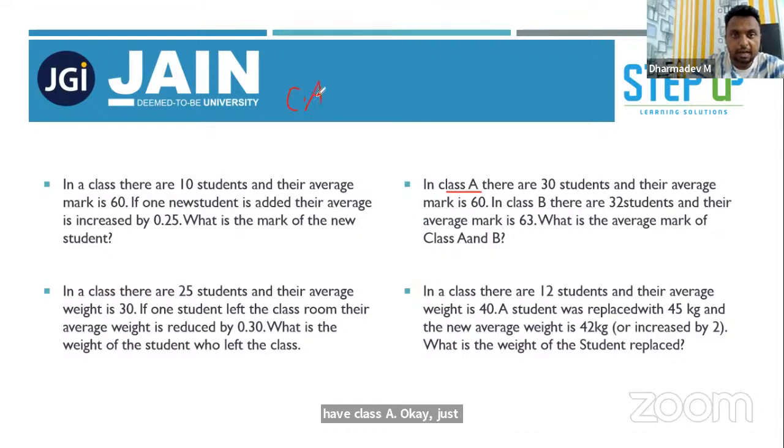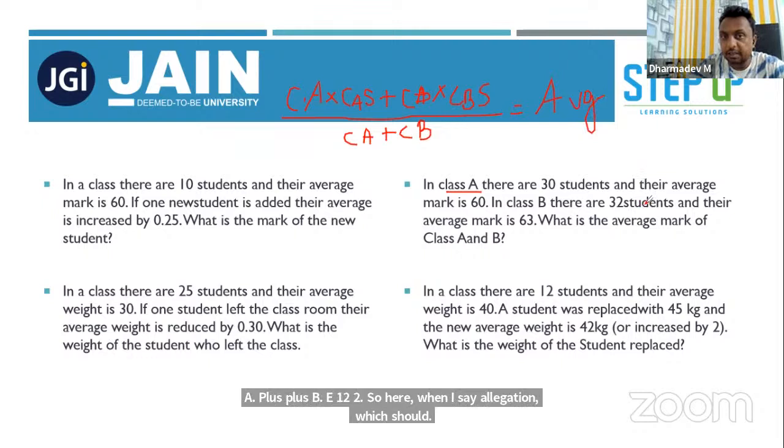Class A times class A students, plus class B times class B students, all divided by class A plus class B, equal to average. So here, when I say allegation mixture, just listen carefully.